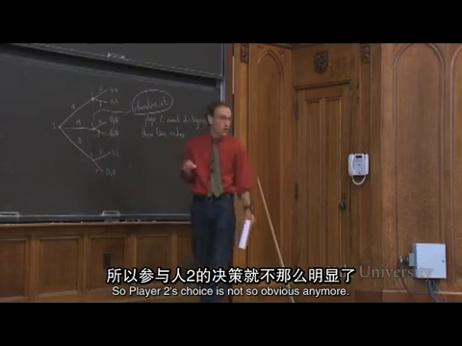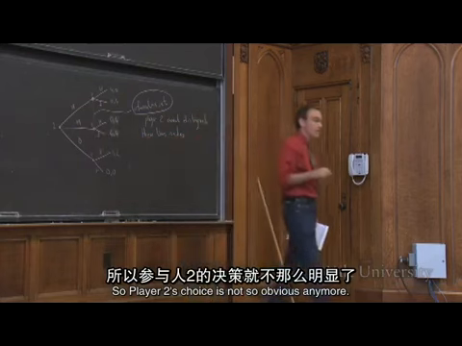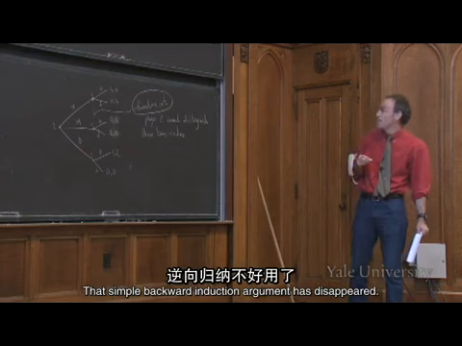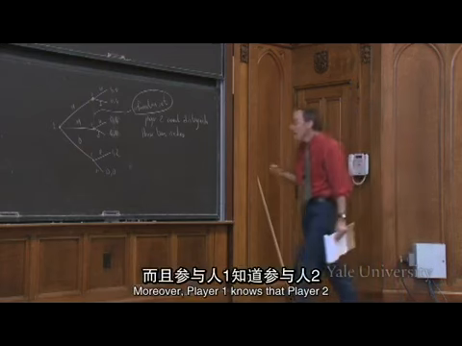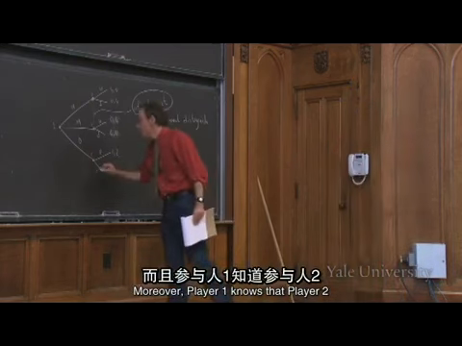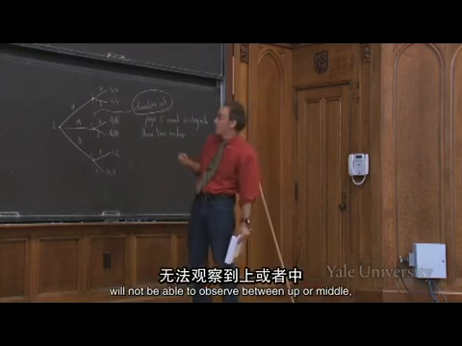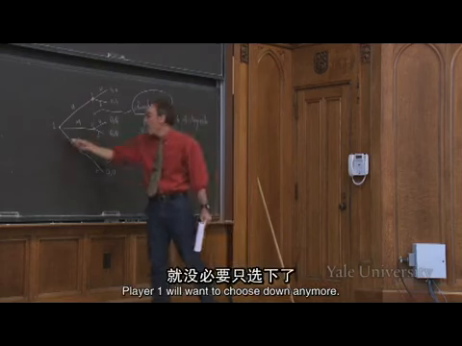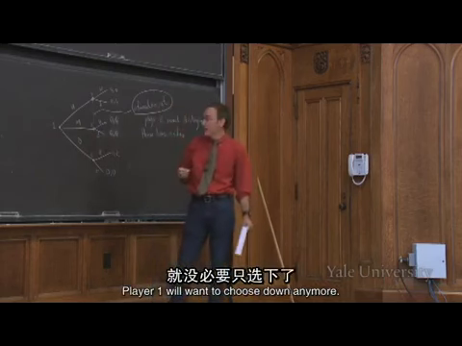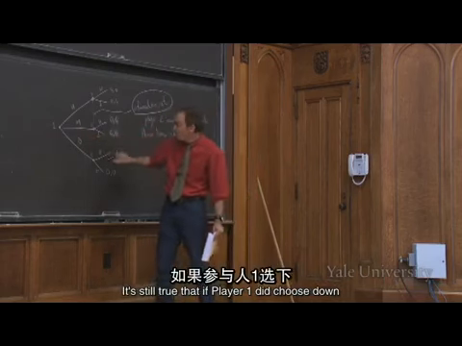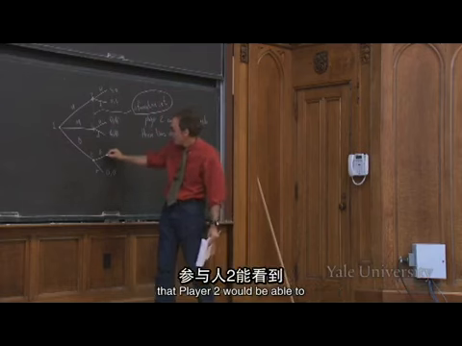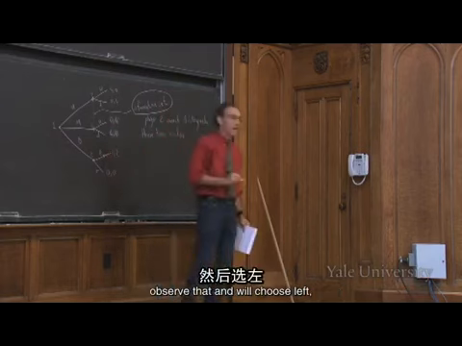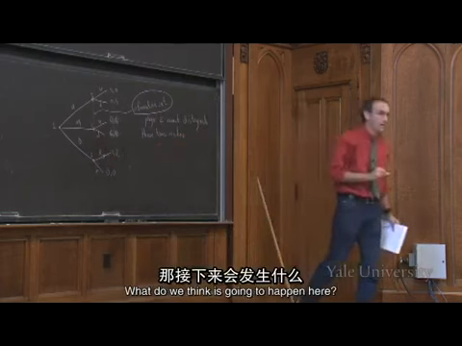So player 2's choice is not so obvious anymore. That simple backward induction argument has disappeared. Moreover, player 1 knows that player 2 will not be able to observe between up or middle, so it isn't necessarily the case that player 1 will want to choose down anymore. It's still true that if player 1 did choose down, player 2 would be able to observe that and will choose left. So that part of the argument is the same.